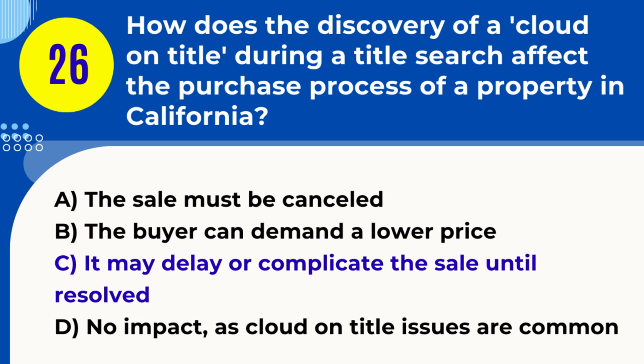Answer: C. It may delay or complicate the sale until resolved. Explanation: Discovering a cloud on title during a title search in California can delay or complicate the purchase process. Resolving these issues is crucial to ensure clear and marketable title before the property can be transferred.